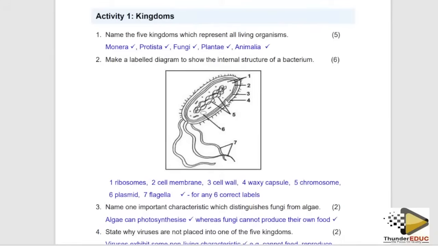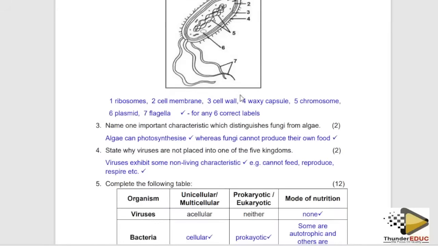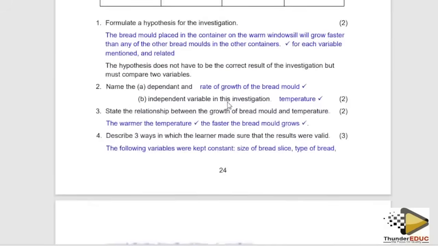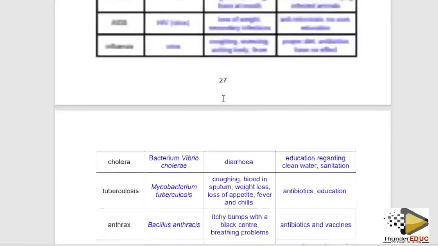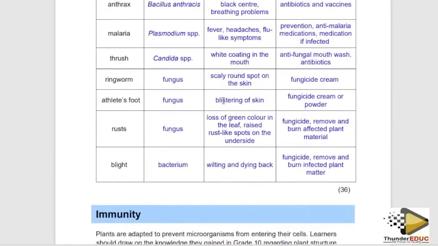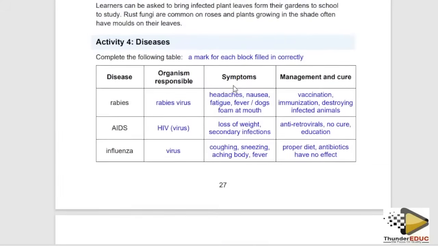Structure of a virus. Check how it looks like. If you want this booklet, the questions and answers, I can still send you, or you can download it from Thundereduc. And then let me show you here. Yeah, so you see this table I was talking about. But now, these are a lot of diseases. This is what I was talking about.